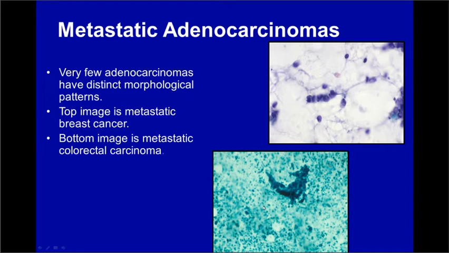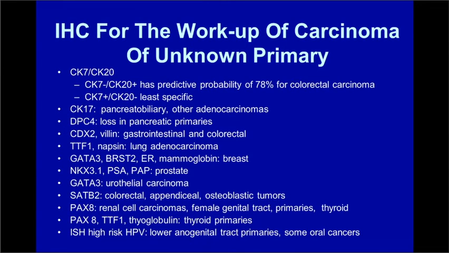But in the absence of these classic morphologic features, we can be really challenged to determine, is it primary or metastatic? To that end, over the years, there have been a significant number of markers identified that can be used to define primary site of origin. And I've summarized them in this table. We can use the CK7, CK20 profile. CK7 negative, CK20 positive is very specific for colorectal carcinoma.